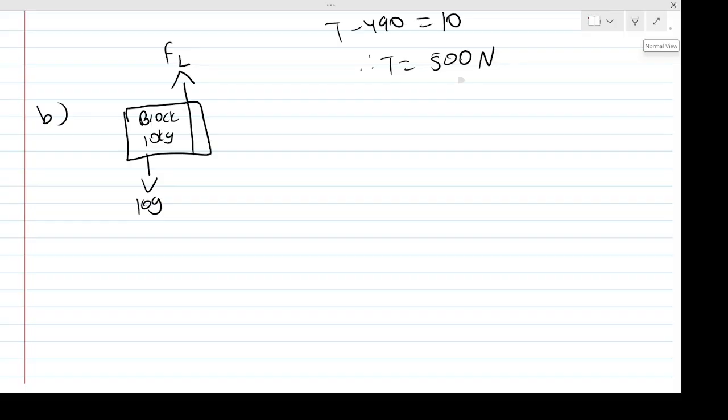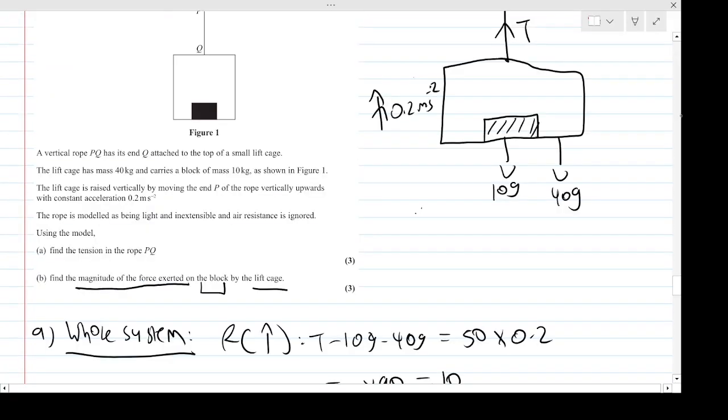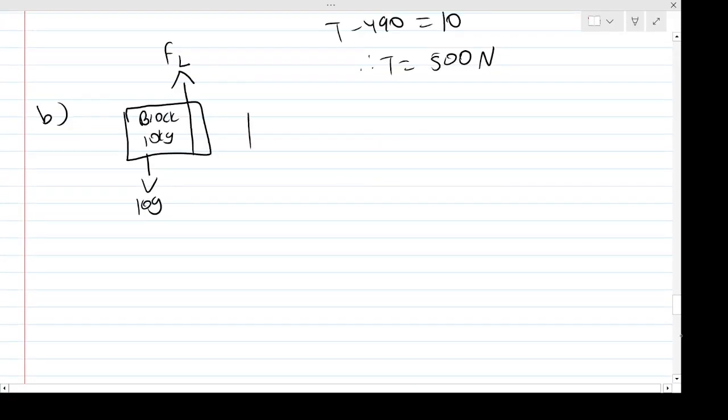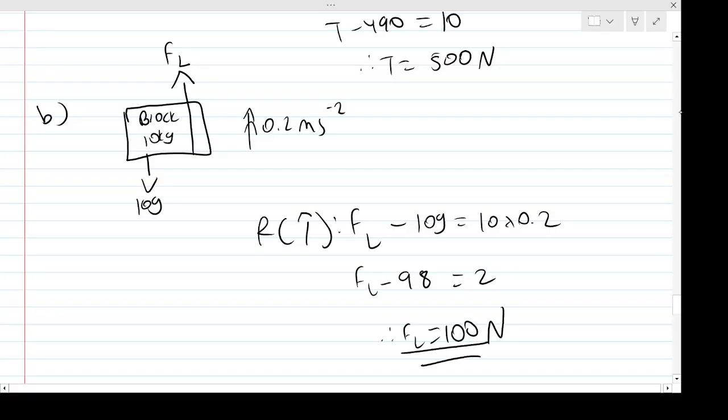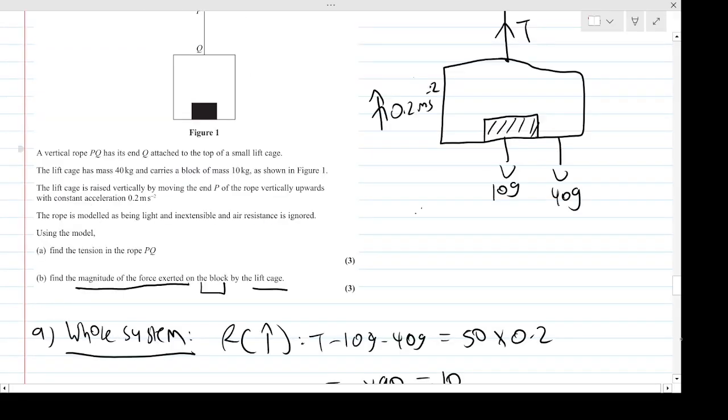So again, it's going to accelerate upwards by 0.2. So if we resolve upwards, where we got this force from the lift FL onto the block, take away the weight of 10g, equals ma, where the mass is 10 times 0.2. So FL take away 10 times 9.8, which is 98, equals 2. So FL is 100 newtons. So that is the force exerted on the block B by the lift.